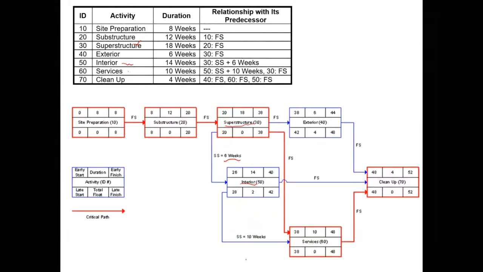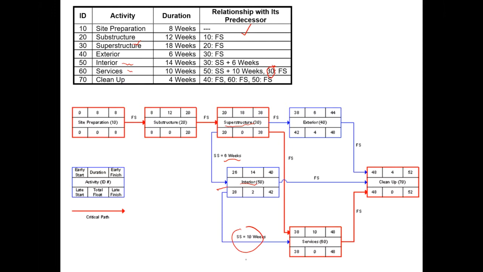Likewise, if you look at the services, it is indicated that services has a start to start relation with a lag of 10 with activity 50, which is interior. So again, you can see the relation here is start to start with a lag of 10. And also services has another relation with activity 30, which is superstructure, and this is a finish to start relation. So just looking at this relation, we draw the network diagram.